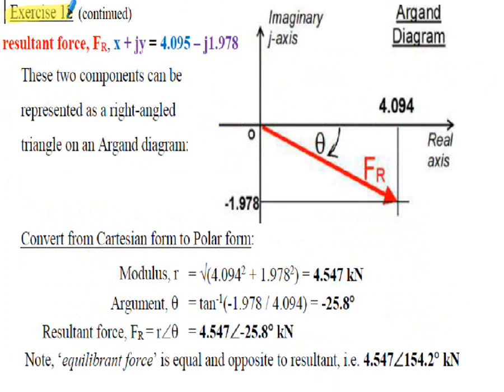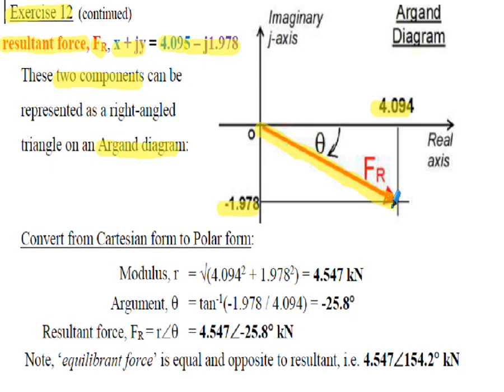Exercise 12 continued. So from the previous slide, the resultant force, I've called it Fr here in Cartesian format, was 4.095 minus j 1.978. These two components, so real and imaginary, can plot on an Argand diagram to form a right angled triangle. So on the real axis we get 4.094, on the imaginary axis we get negative 1.978, so our resultant force vector is shown here in the fourth quadrant.